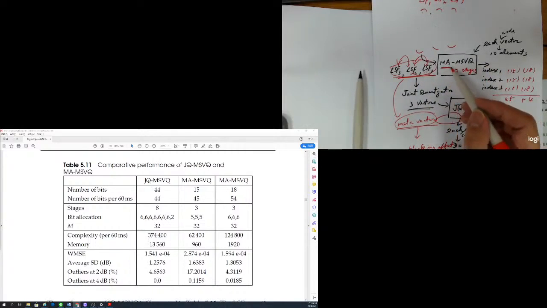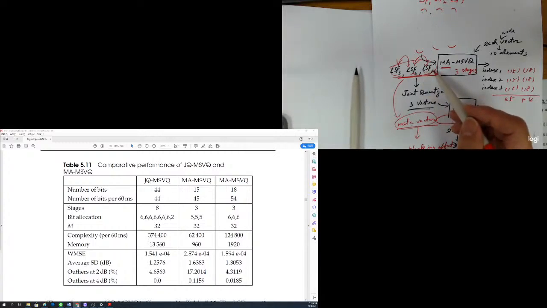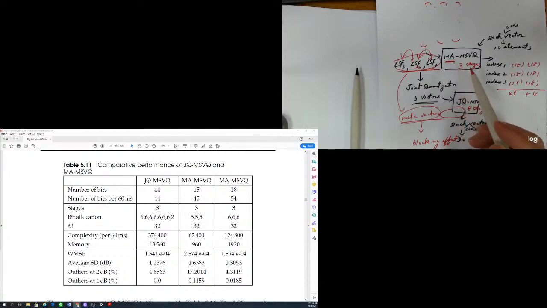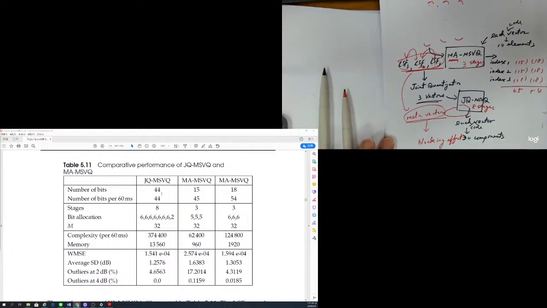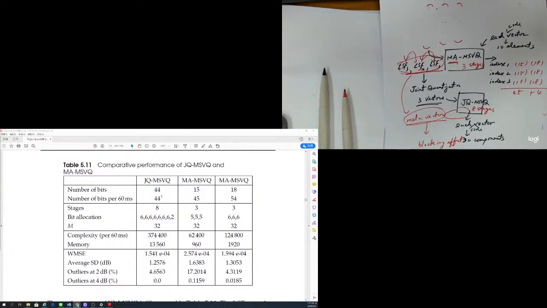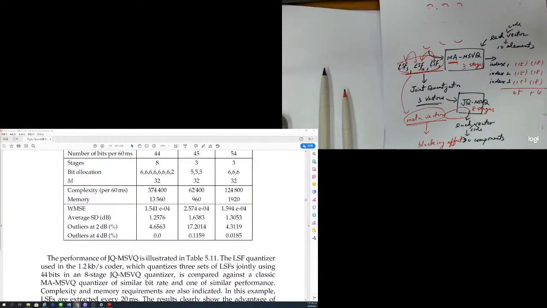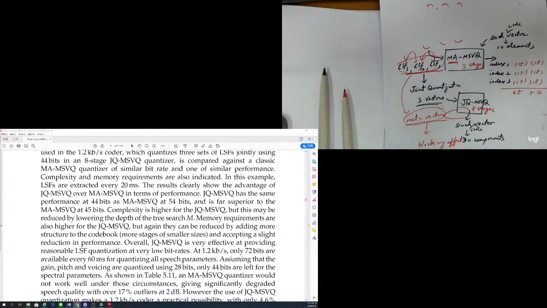However, they use a moving average to try to accommodate interframe correlation, but the efficiency looks like if we consider multiple vectors together to do the quantization, we can get a little bit better performance. You can see if we use the joint multiple stage vector quantization, you are only using 44 bits, but the performance should be similar to the 54 bits of multiple stage. So you can get this kind of result, which gives you some indication.